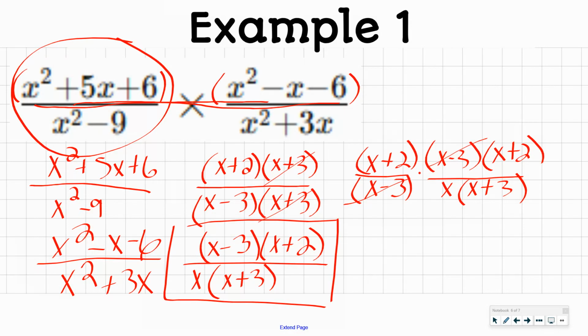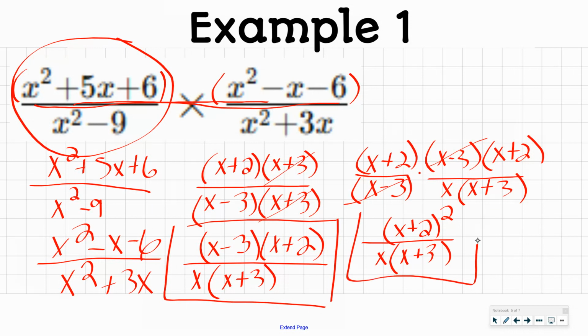So we have x plus 2 in the numerator twice. So I can write that twice, or I can just say that is squared. And that's all going to be over x times x plus 3. And that is my final answer for multiplying these two. If you feel like you need to rewind and watch that one more time, go ahead, but that is how we're going to proceed with these type of multiplication problems.